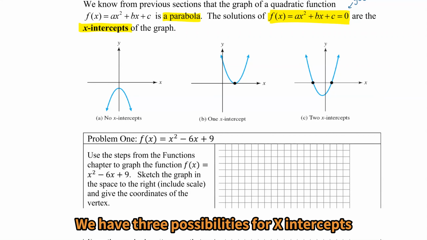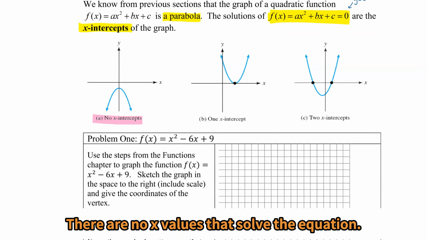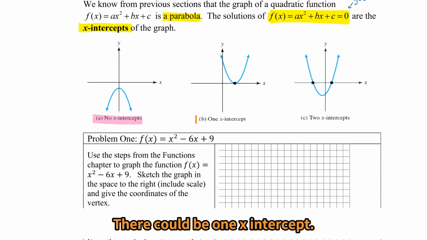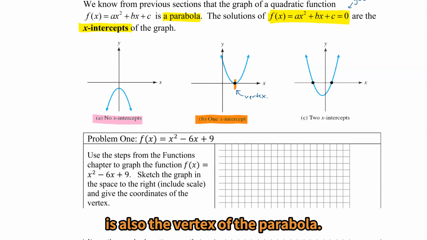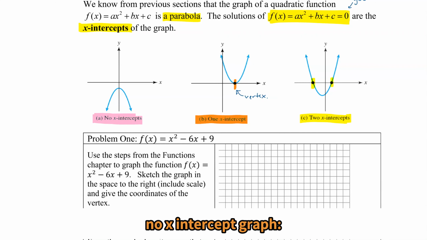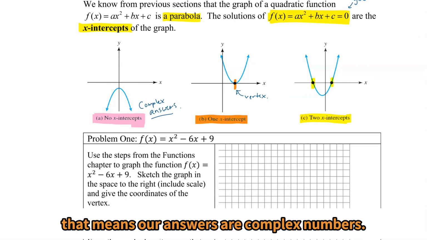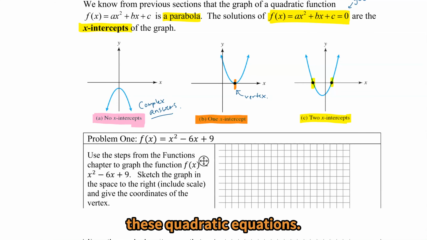We have 3 possibilities for x-intercepts for a parabola. There could be no x-intercepts. There are no x values that solve the equation. There could be one x-intercept, and that one x-intercept is also the vertex of the parabola. Or there could be 2 x-intercepts. Backing up for a moment to this no x-intercept graph, if we have no x-intercepts, that means our answers are complex numbers. We will see those in this chapter as we try to solve these quadratic equations.